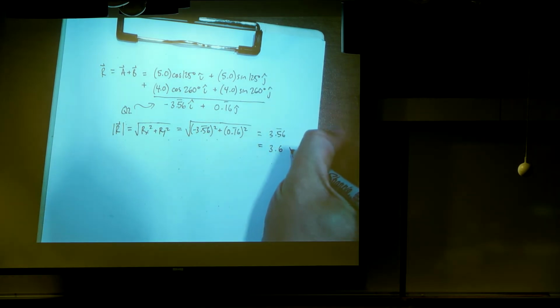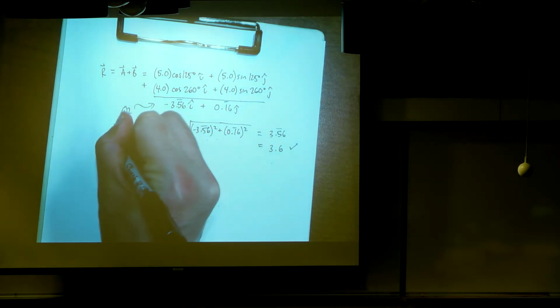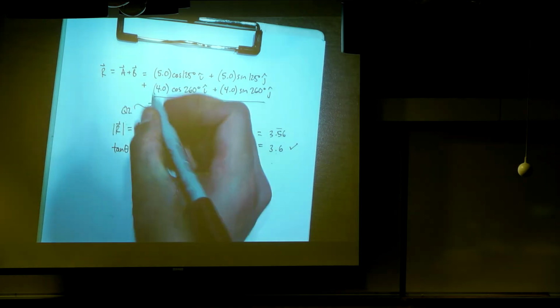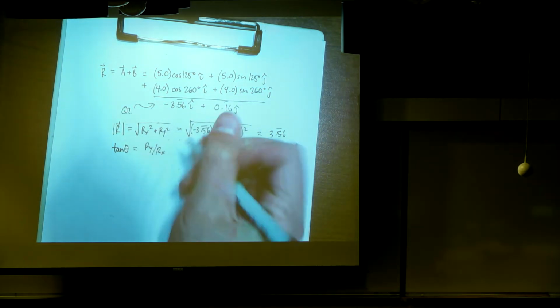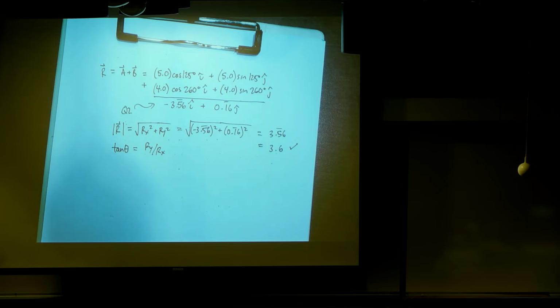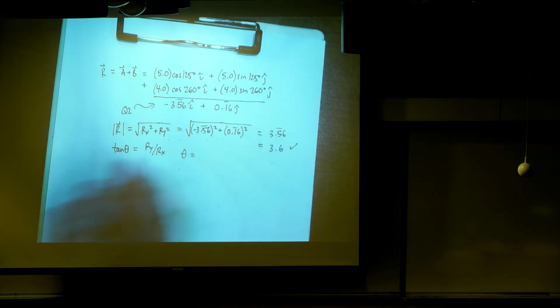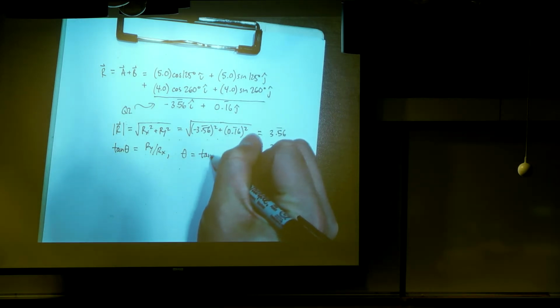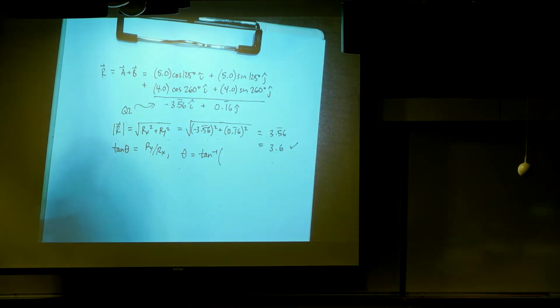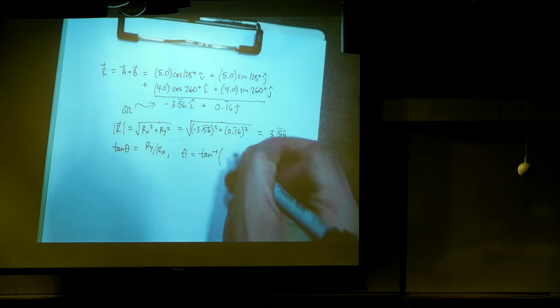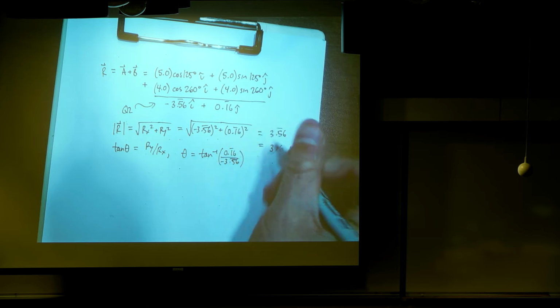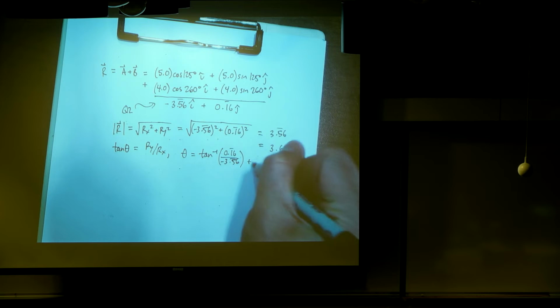Okay, so 3.6. Lastly, we want the angle for this resultant vector. So we say tangent theta equals ry over rx. That's how it works. And of course, if I want to just figure out what the angle is, I have to use what again? Inverse tangent. And then because I'm in the second quadrant, what should I do? Yeah, that's right. So here, I'm going to take 0.16 over minus 3.56, inverse tangent of all that, and then add 180.